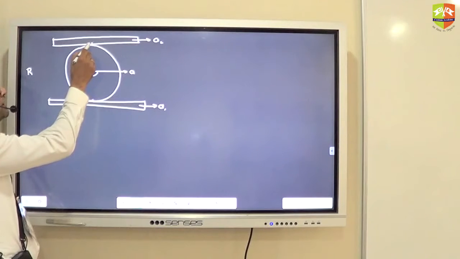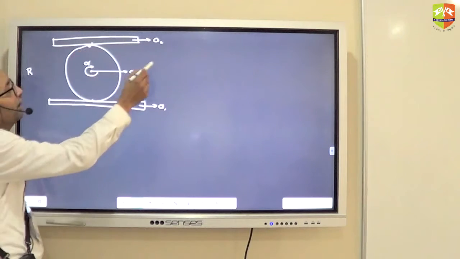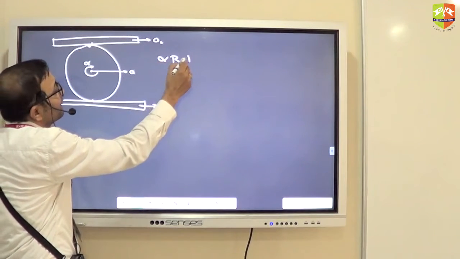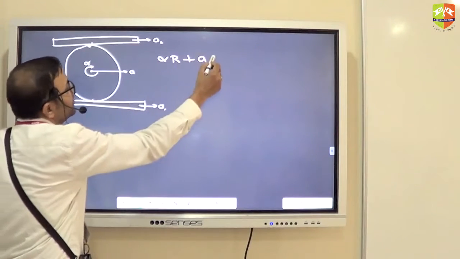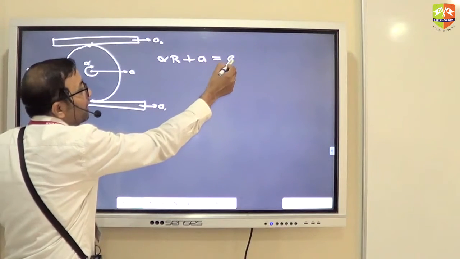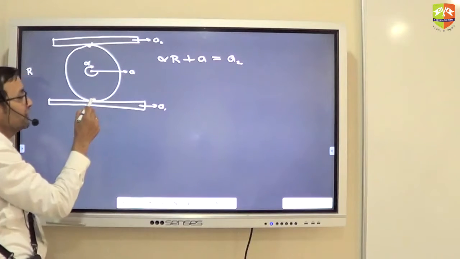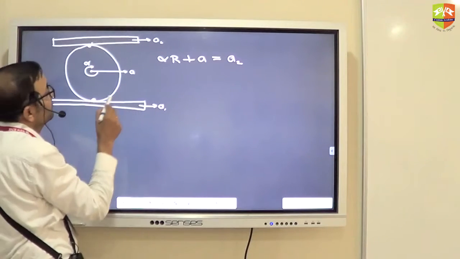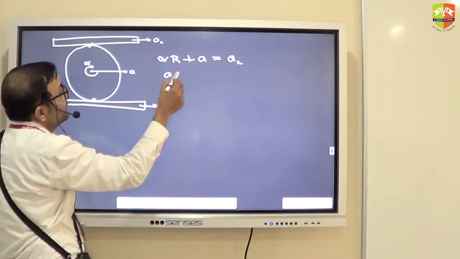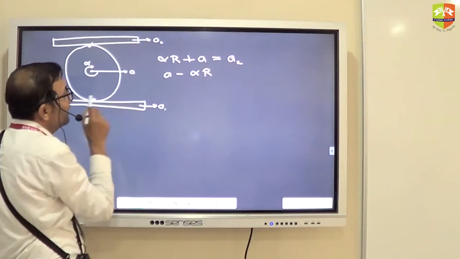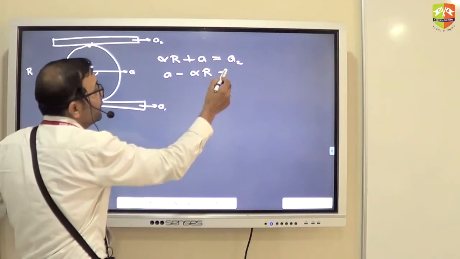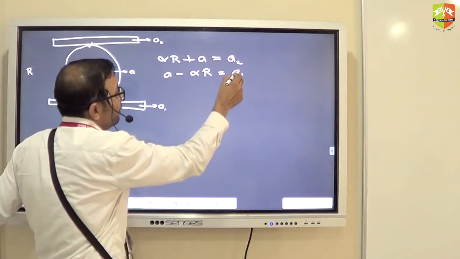What is the acceleration of this point? Alpha R plus A. This should be equal to what? A2. What about the acceleration of this point? A minus alpha R that way. This should be equal to A1.